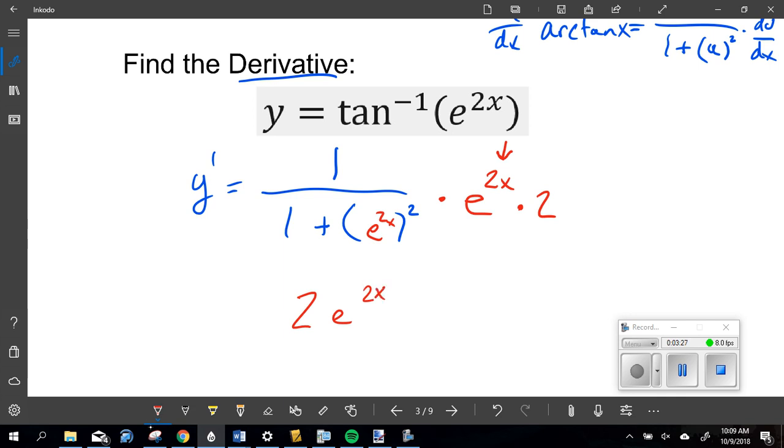E to the 2x all over 1 plus. You could technically write that as E to the 4x squared, but the other thing is fine as well. Multiple choice, it might look like that. Questions on that one? 4x squared. You got to square the x as well.